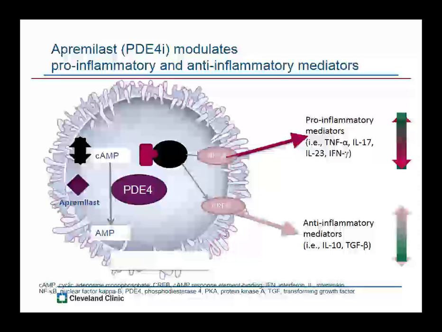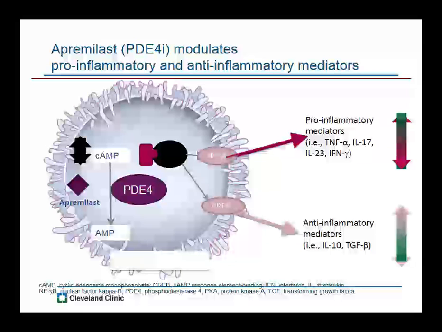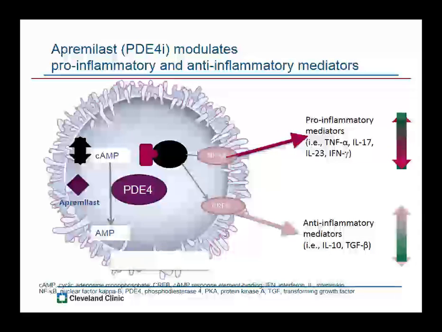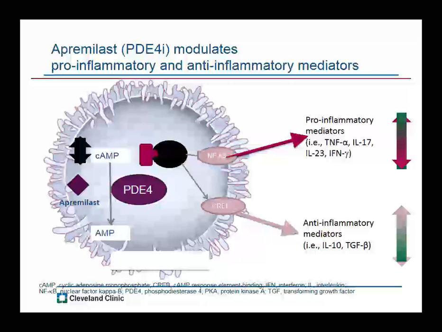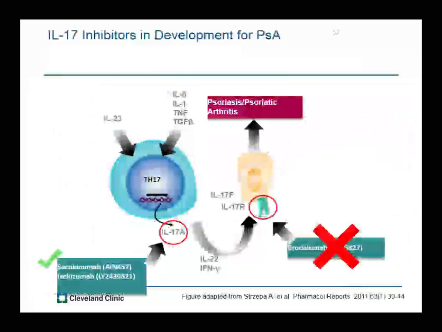PDE4 inhibitor, apremilast, which is an oral medication used probably more for the mild to moderate psoriasis and psoriatic arthritis cohort. As you can see here, it comes in intracellularly and inhibits PDE4, which then increases cyclic AMP, which then allows it to mediate the pro- and anti-inflammatory mediators. It has a pretty good side effect profile in terms of safety. It doesn't really have a lot of regulatory surveillance that you need per its drug insert.